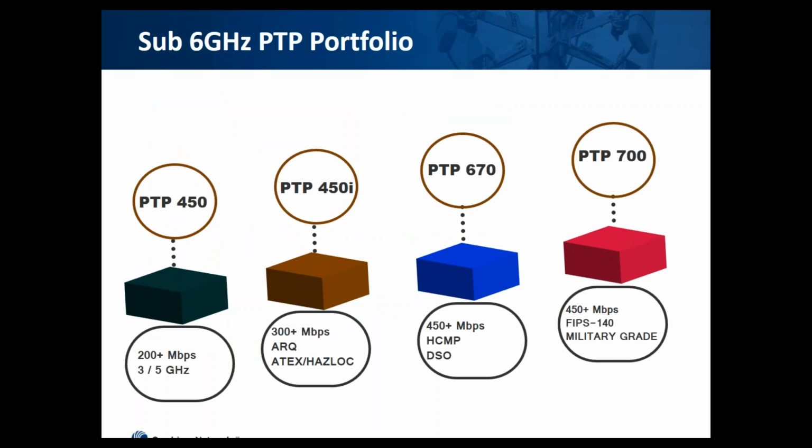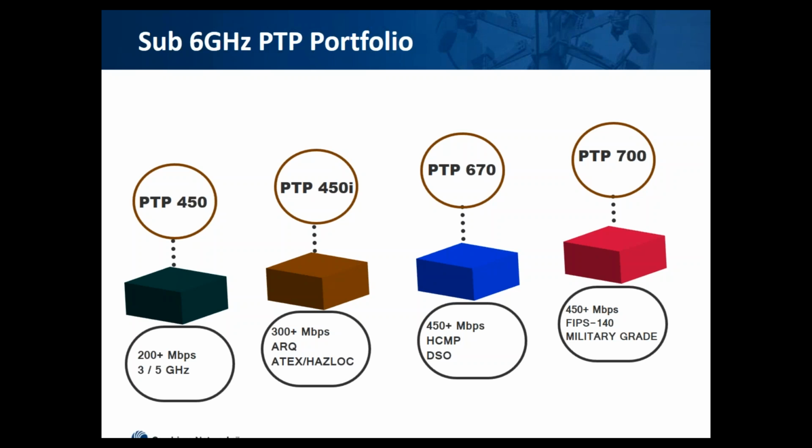So this slide highlights all of the point-to-point products that we have. Towards the left-hand side, we have the PTP 450, a product with a max throughput of around 200 plus Mbps, available in the 3 GHz and 5 GHz range. Next, we have the PTP 450i, which has a throughput of more than 300 Mbps. Some of its features are ARQ, which we'll get into a little bit later on, and we have an ATEX HAZLOC version of the PTP 450i, which we'll also get into later on.